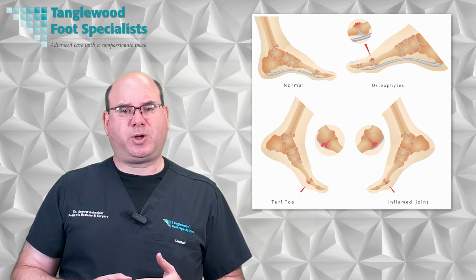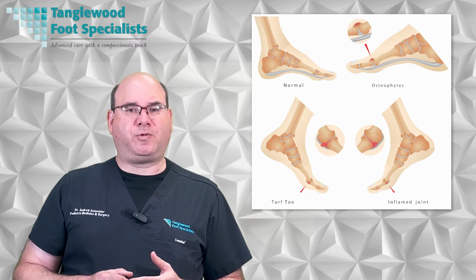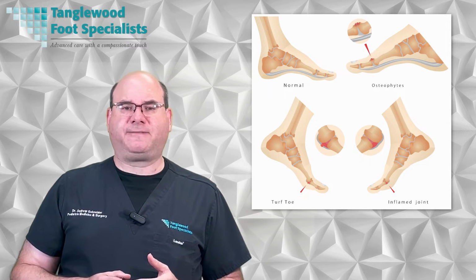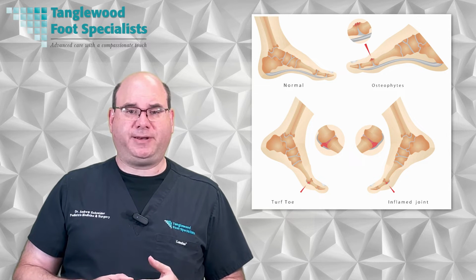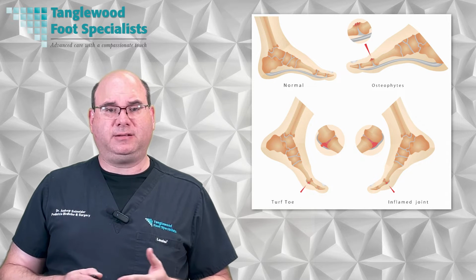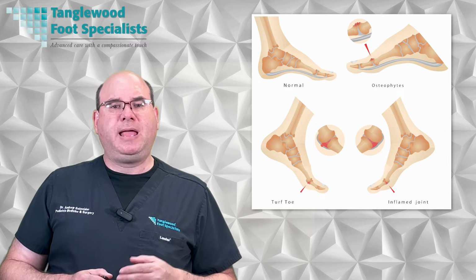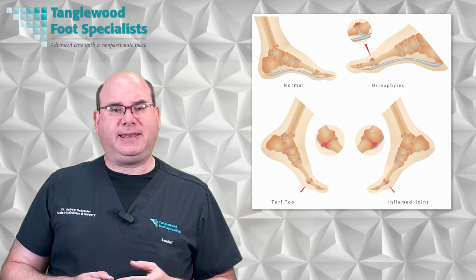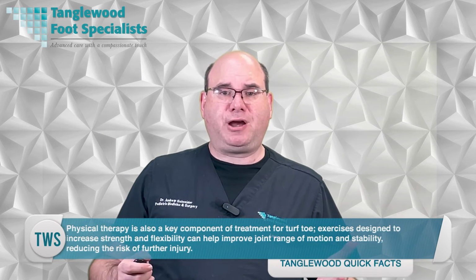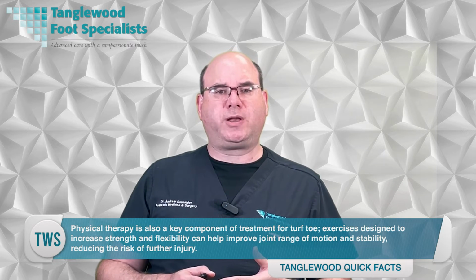Turf toe usually responds well to rest, ice, compression, and elevation, known by the acronym RICE, as well as over-the-counter anti-inflammatory medication such as ibuprofen. The athlete should avoid activities that put stress on the affected areas while they heal. In more serious cases, medications such as anti-inflammatory drugs may be prescribed to help manage pain and inflammation. Physical therapy is also a key component to the treatment for turf toe. Exercises designed to increase strength and flexibility can help improve joint range of motion and stability, reducing the risk of further injury.